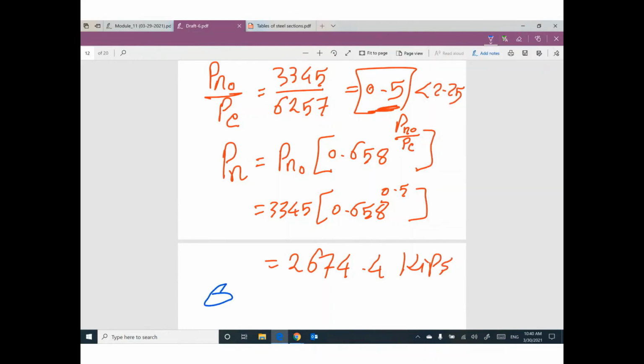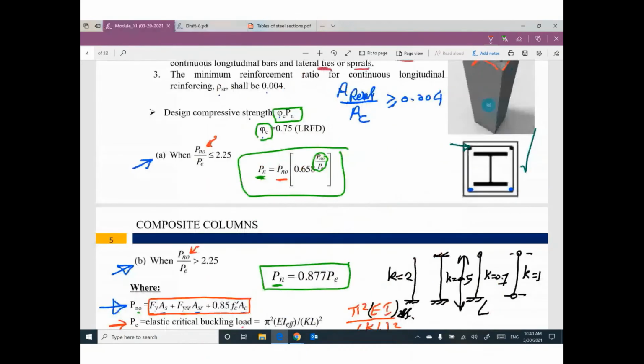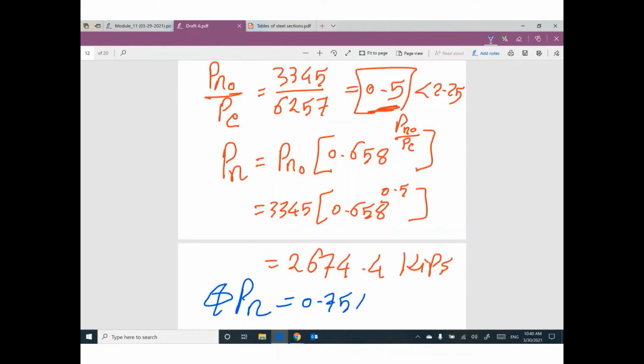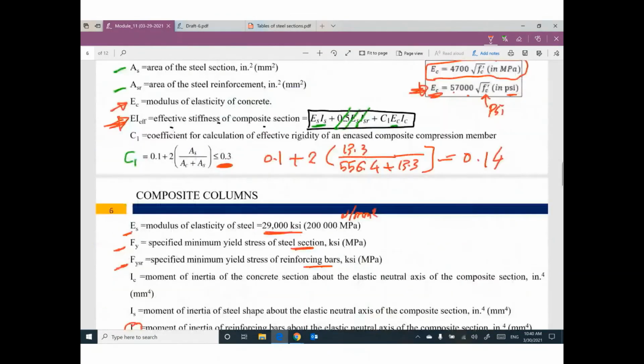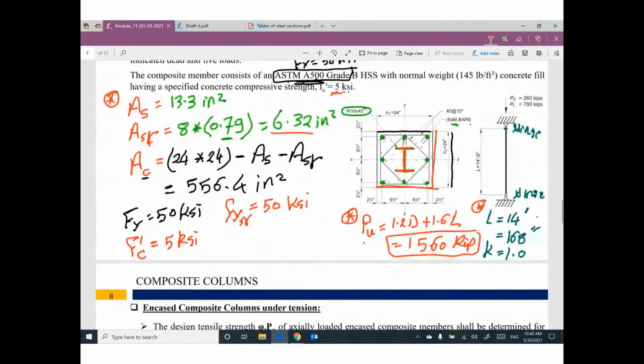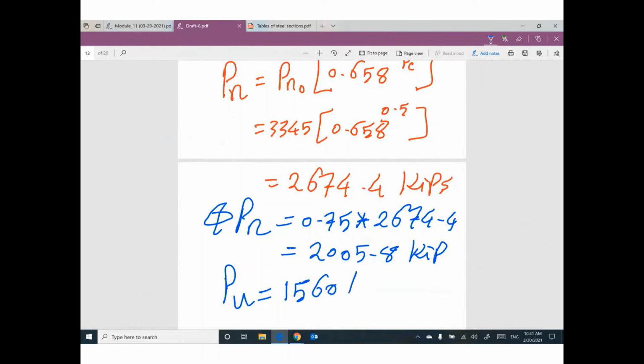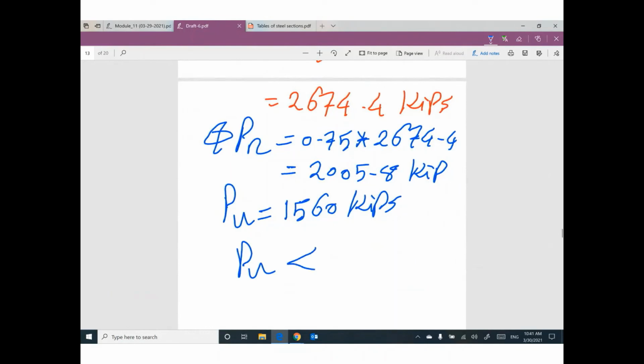So the design compressive strength Phi Pn. What is the value of Phi? 0.75. Times Pn, 2,674.4. Your value will be 2,005.8 kip. Can you remind me what was the value of P ultimate? P ultimate was how much? 1,560. I think we are safe.